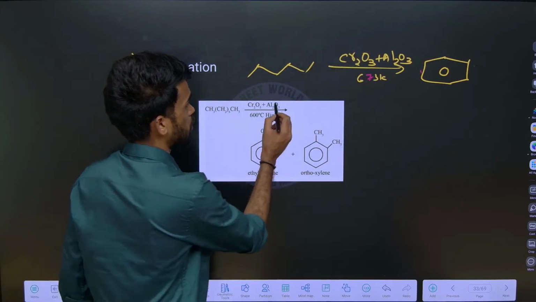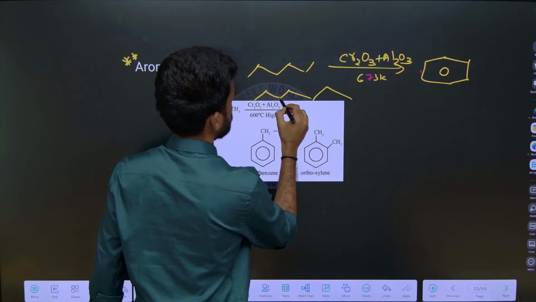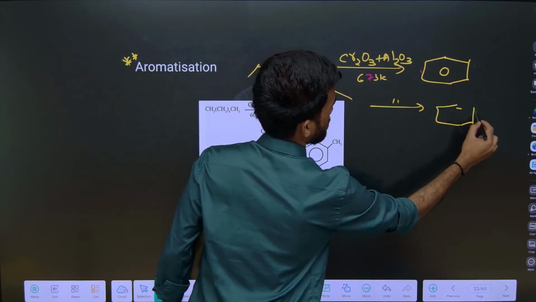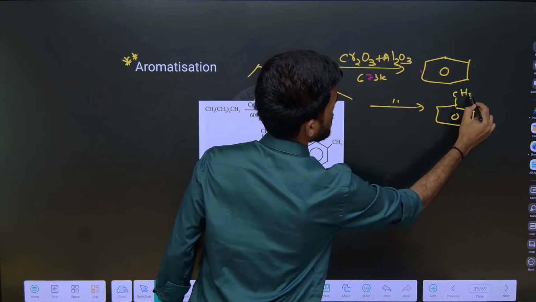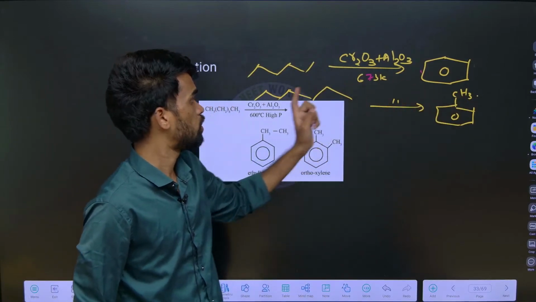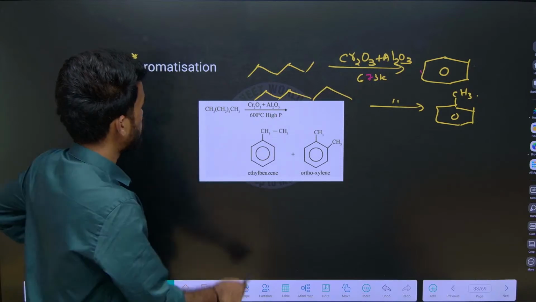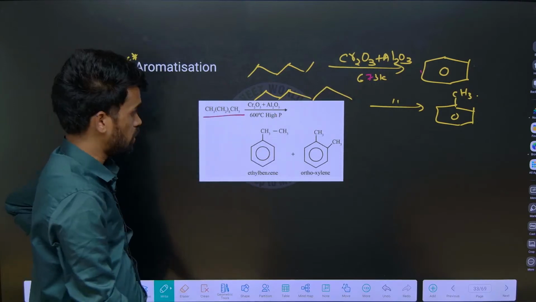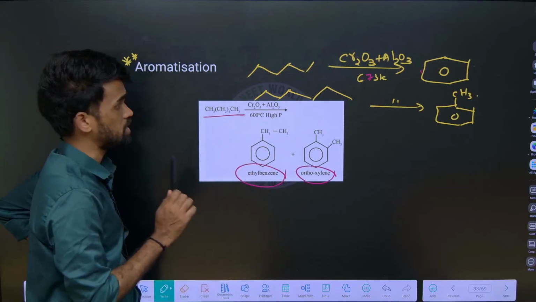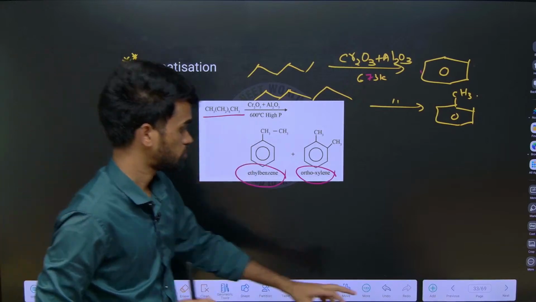So if it is heptane, 4, 5, 6, so we will be getting this as a product. Here methyl benzene or toluene is the product for aromatization of this heptane. Okay, next, if we are using octane, we can expect ethyl benzene or orthoxylene. So these are the compounds you can remember for aromatization.